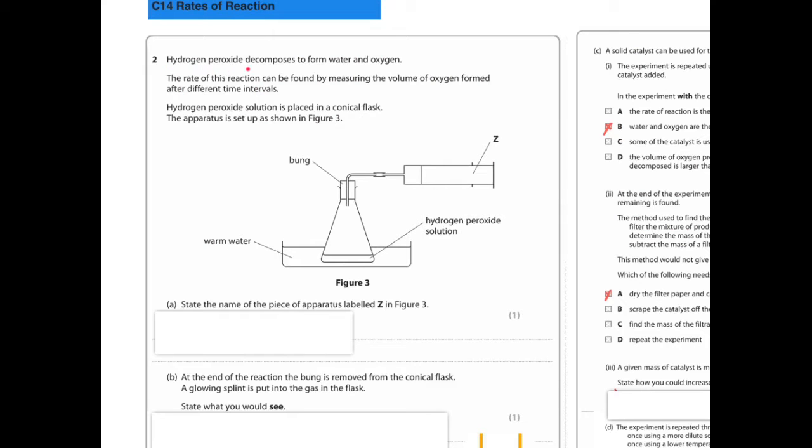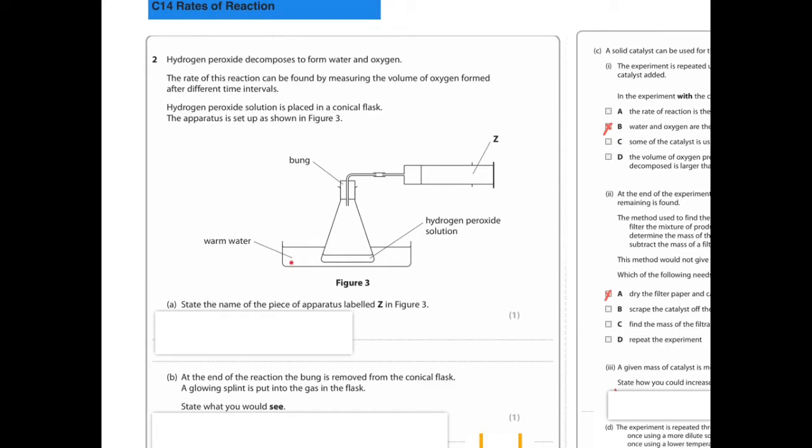Hydrogen peroxide decomposes to form water and oxygen. The rate of this reaction can be found by measuring the volume of oxygen formed after different time intervals. Hydrogen peroxide solution is placed in a conical flask and the apparatus is set up as shown in figure 3.